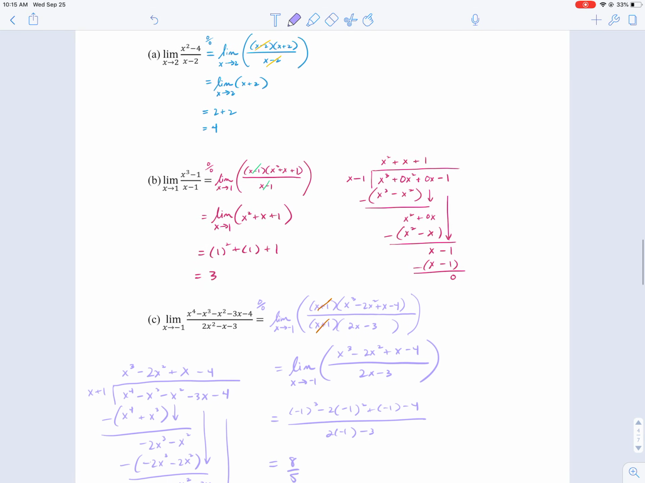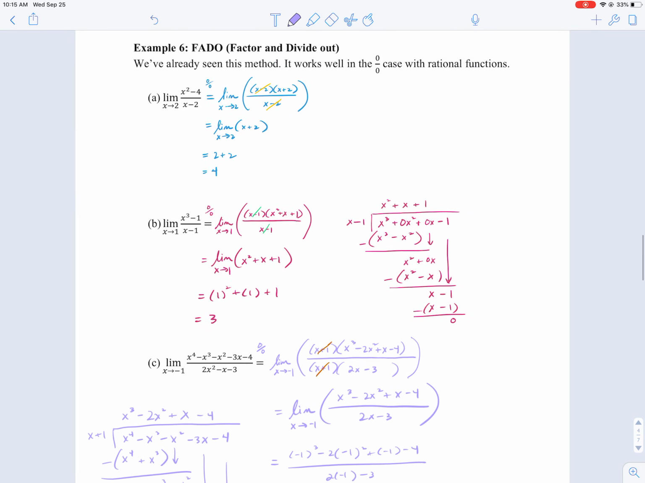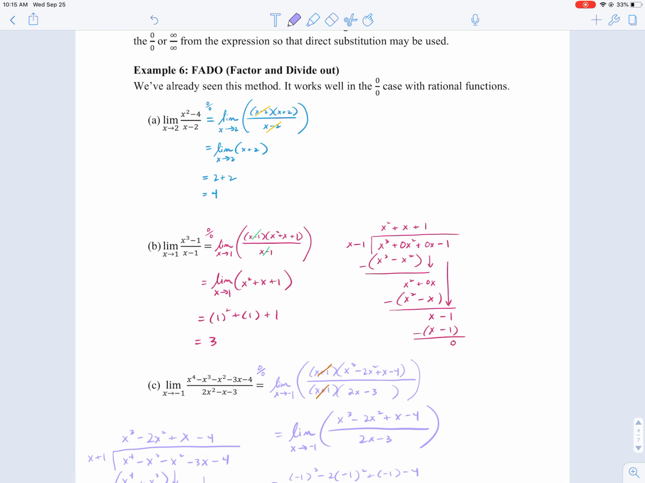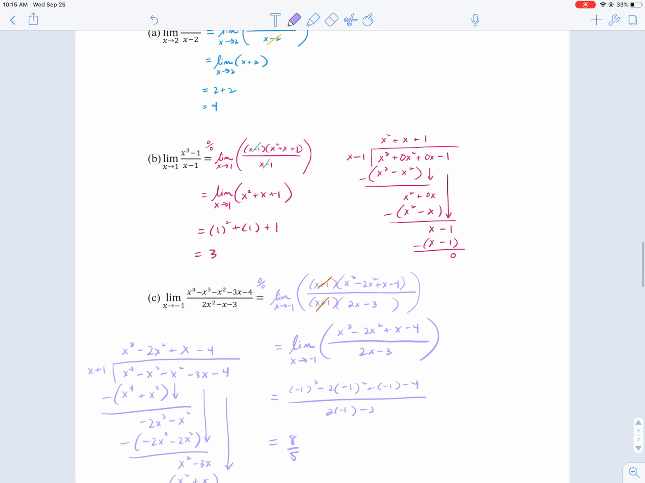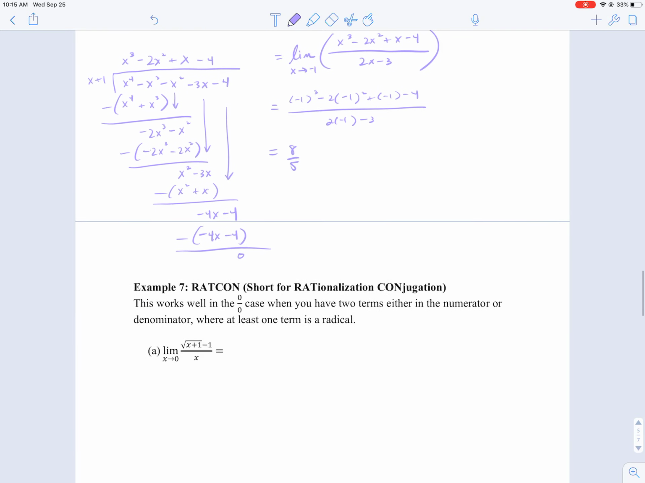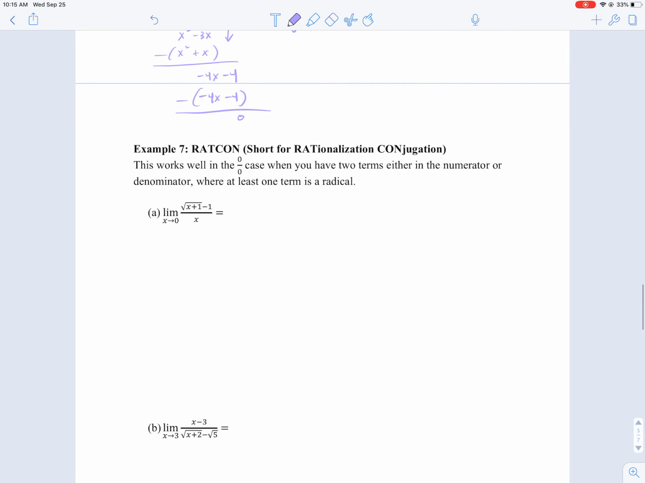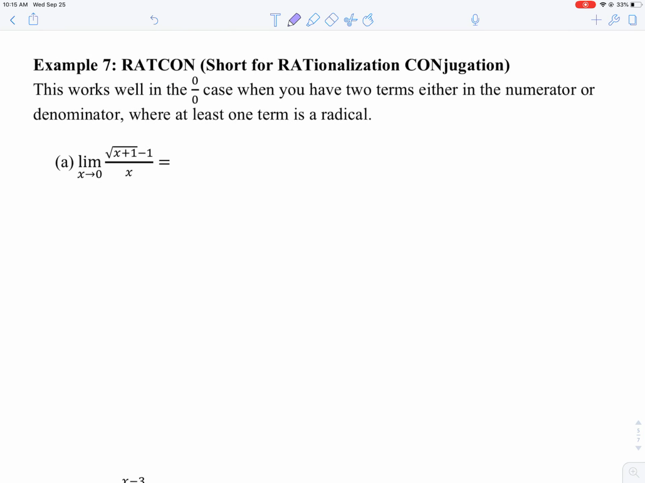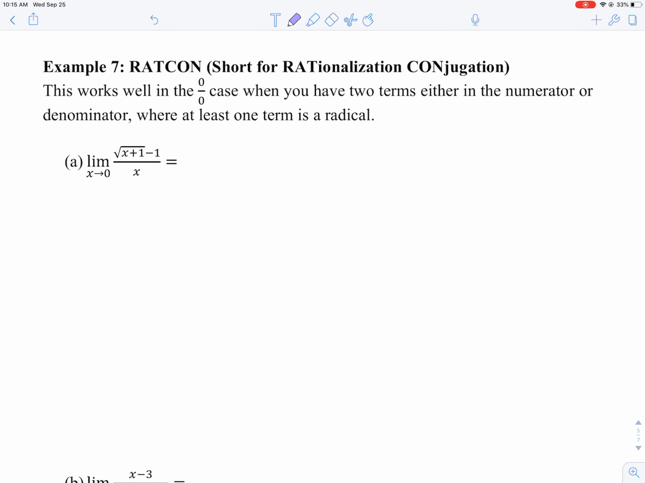Okay, so that's FOTO, factor and divide out. So when you have a rational function, a ratio of two polynomials, and you run into 0 over 0, factor and divide out what's causing the 0 over 0. All right, RATCON. Short for rationalization and conjugation.